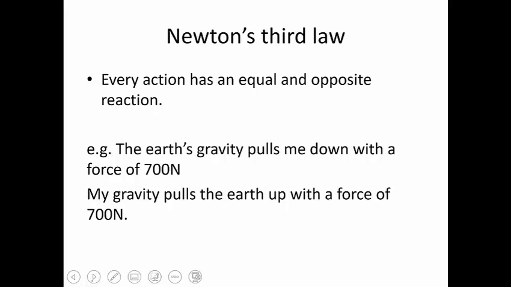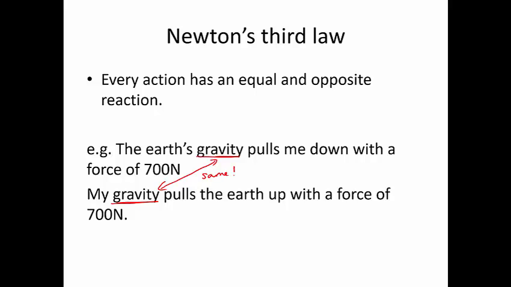Okay, so that leads us on to Newton's third law. Newton's third law, you might have heard of, says every action has an equal and opposite reaction. So for example, if the Earth's gravity is pulling me down with a force of 700 Newtons, then my gravity pulls the Earth up with a force of 700 Newtons.